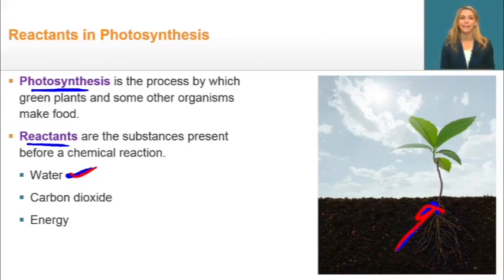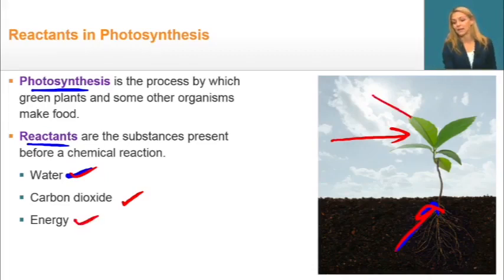And carbon dioxide. Carbon dioxide comes in through the air and enters the leaf. Energy is also needed, and that comes from the sun. So energy will be provided, and that's captured mainly in the leaves as well. Please recognize that energy is not actually a substance, but it is crucial for photosynthesis, so we're including it in the reactants list.